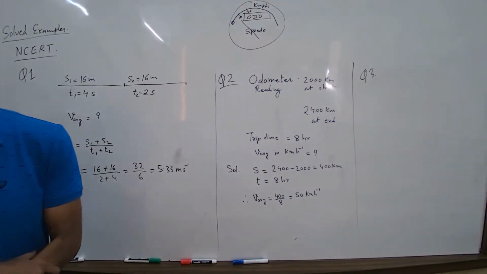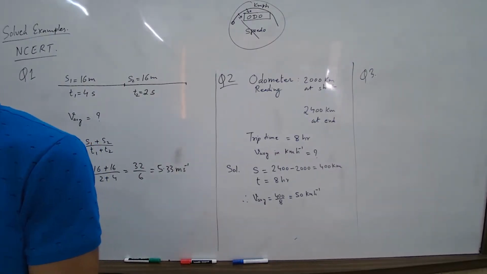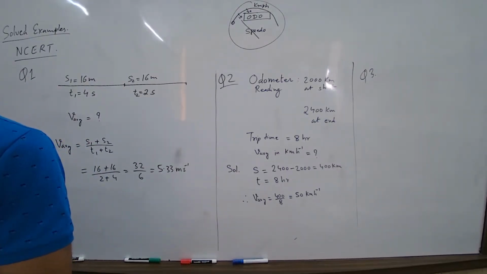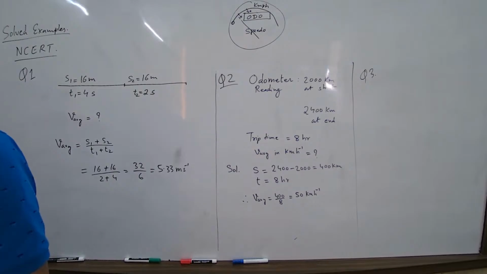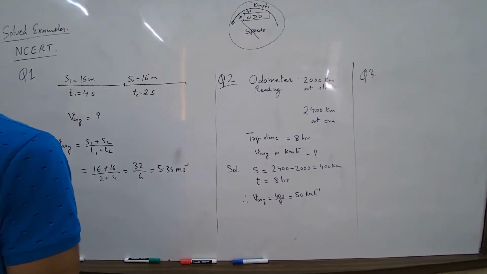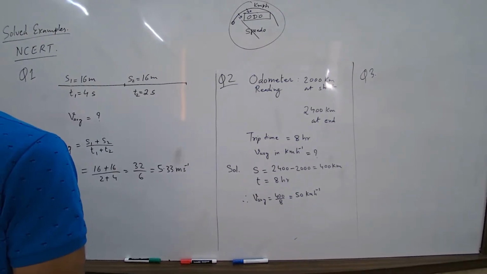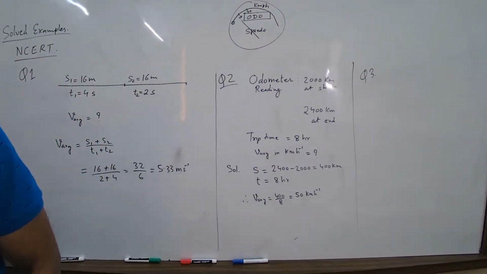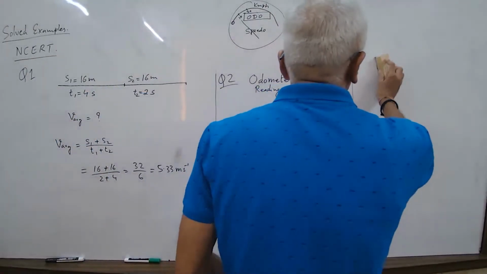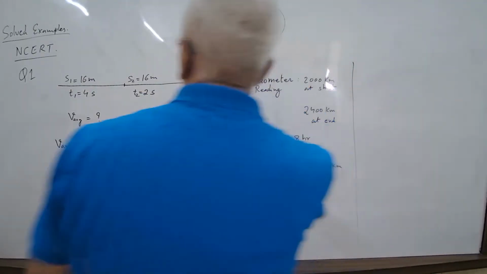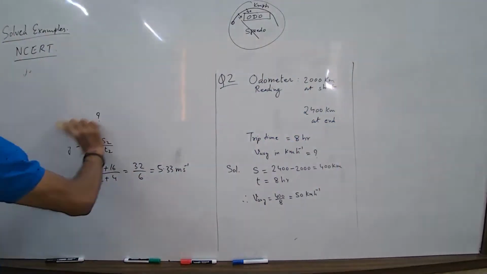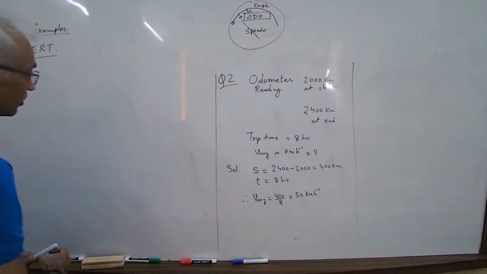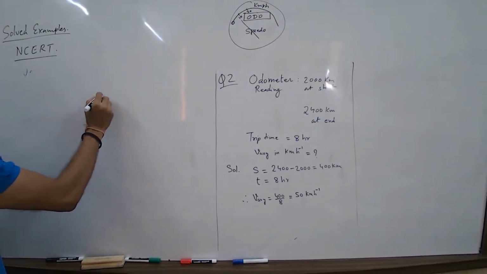Fifth question. During an experiment, a signal from a spaceship reached the ground station in 5 minutes. What was the distance of the spaceship from the ground station? The signal travels at the speed of light, that is 3 into 10 raised to 8 meters per second. This is an in-text question, not a solved example, so I'm not giving it any number. So what is given is you have a spaceship.